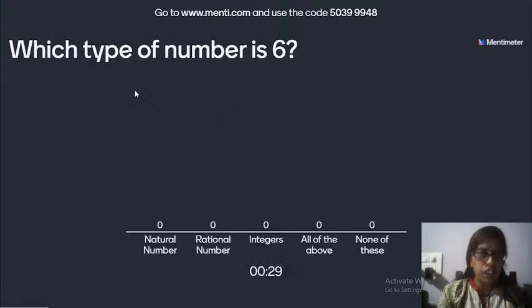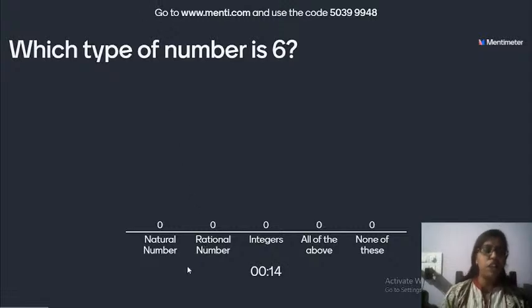You can answer it in the chat box. You can send the answers in the chat box. So now the first question is here. Which type of number is 6? Let me see how much you have understood this session. So, which type of number is 6?